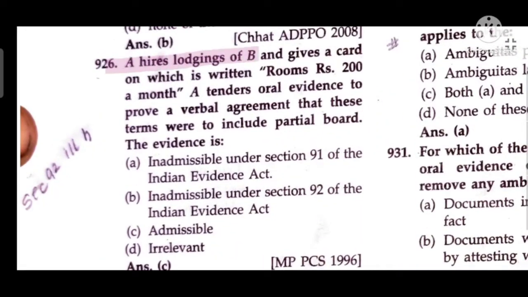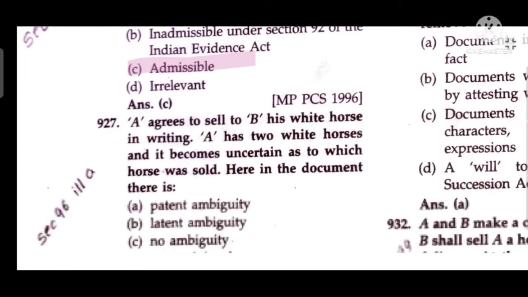A hires lodging of B and gives a card on which is written: room rupees 200 a month. A tendered oral evidence to prove a verbal agreement that these terms were to be included. The evidence is admissible.